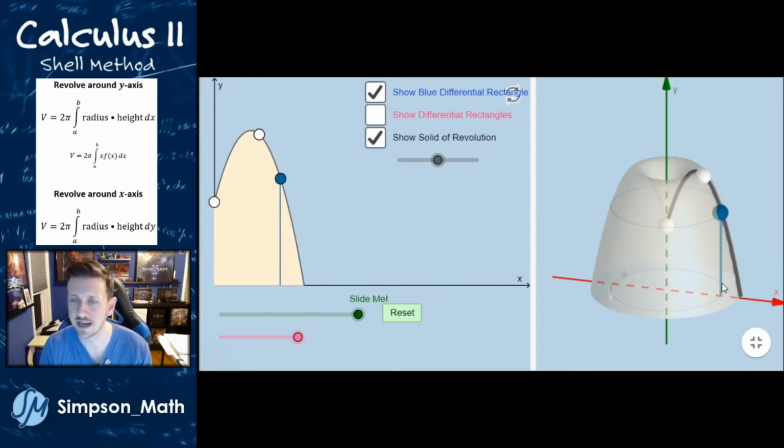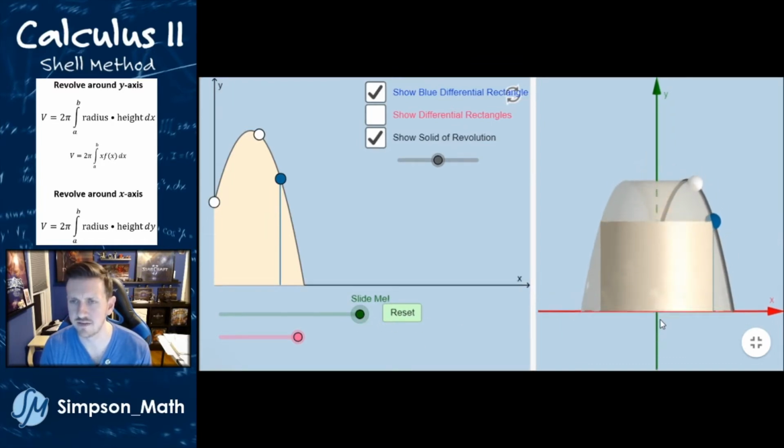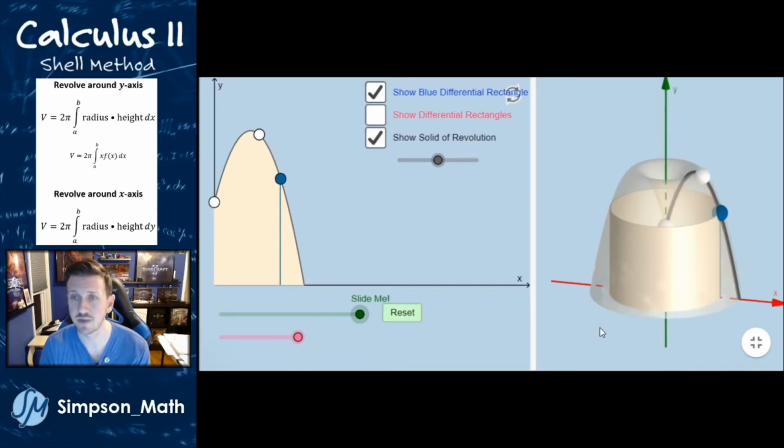Now, what about the height of this cylinder? Let me make this a little bit more solid. The height is just f of x. That's just a function, f of x. If I know those two values, I can determine the volume and the surface area of these cylinders.